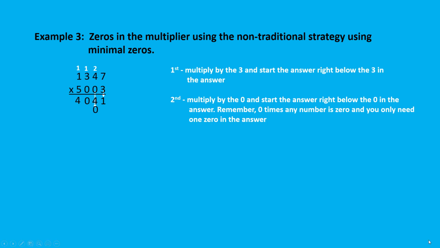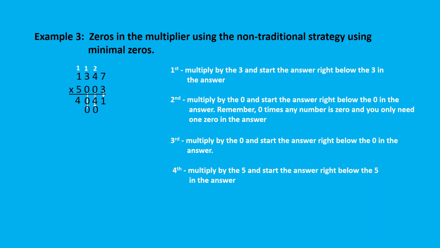Now we move to the next 0. Multiply by the next 0. And start right below it. And remember again, 0 times anything is 0. So all we need is 1 0. Now we're going to multiply by the 5 and start right below the 5. And we have this. And now we add.